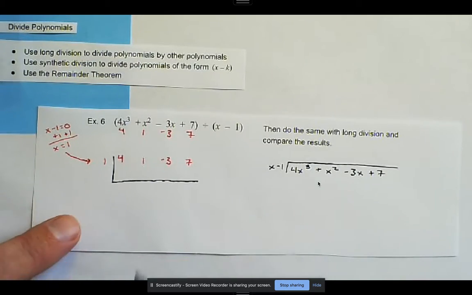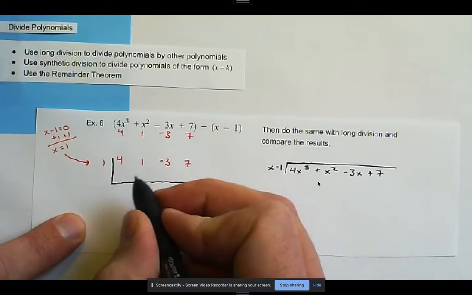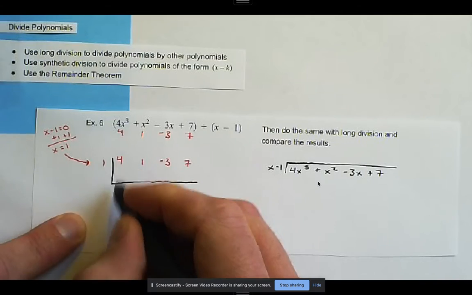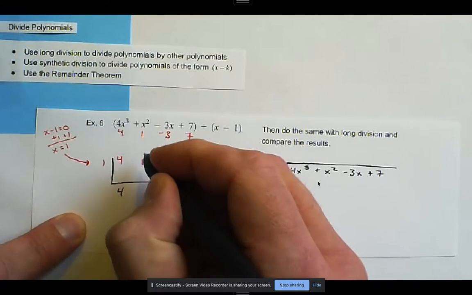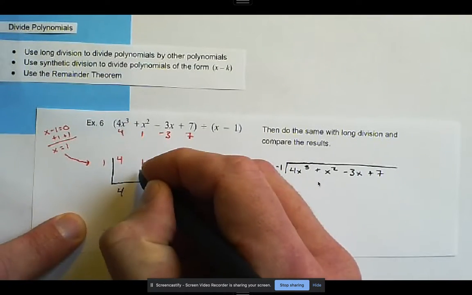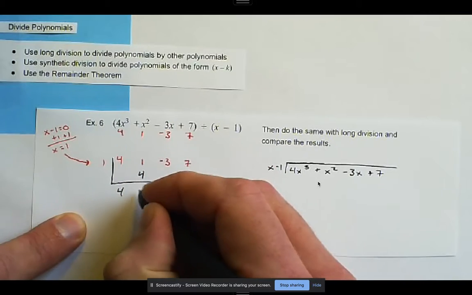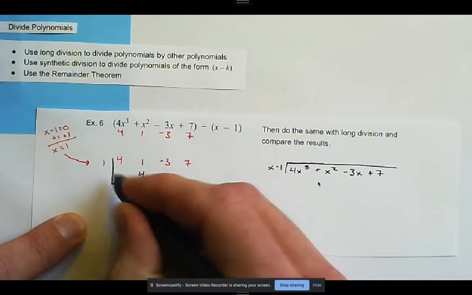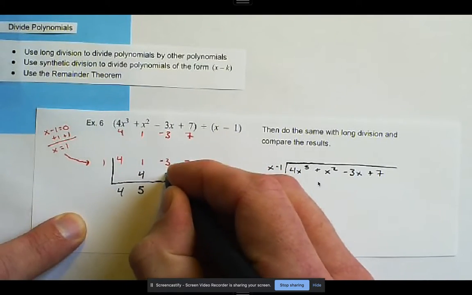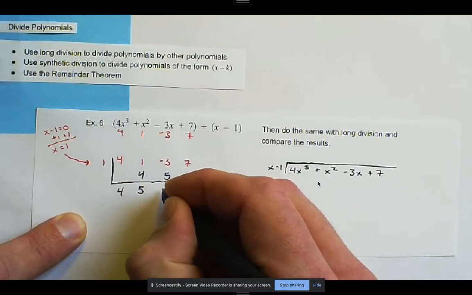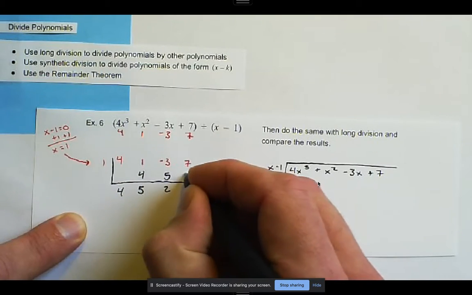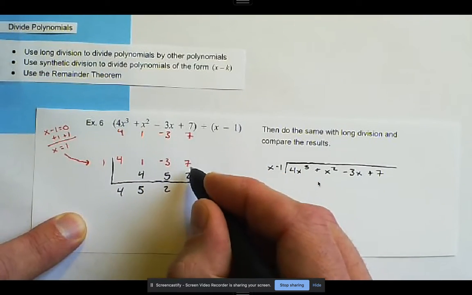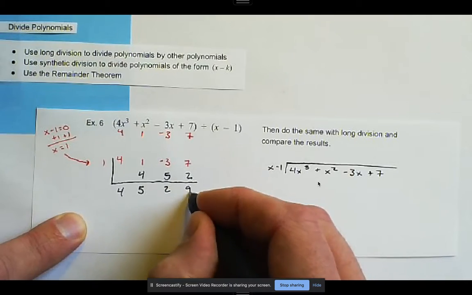And remember, we're going to add down and multiply across. So we bring the 4 down, and then 4 times 1 is 4. 1 plus 4 is 5. 5 times 1 is 5. Negative 3 plus 5 is 2. 2 times 1 is 2. And 7 plus 2 is 9.